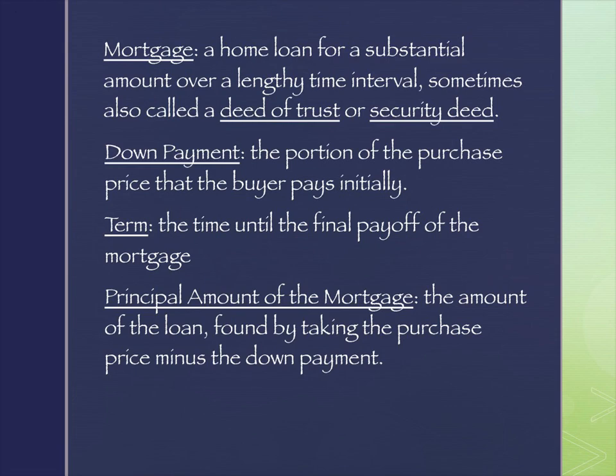Term is the time until final payoff of the mortgage. And those are always given in years, okay, just like our time generally is. So you'll hear things called a 15-year term or a 20-year term or a 30-year term. Those are the three that are most common. The principal amount of the mortgage is the amount of the loan, which is found by taking the purchase price minus the down payment. That's the same way we've found the amounts of loans in the other contexts that we've done. Okay, none of that's any different.